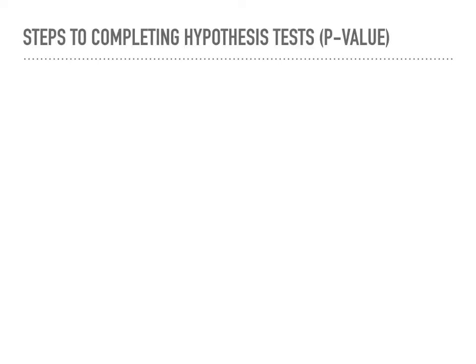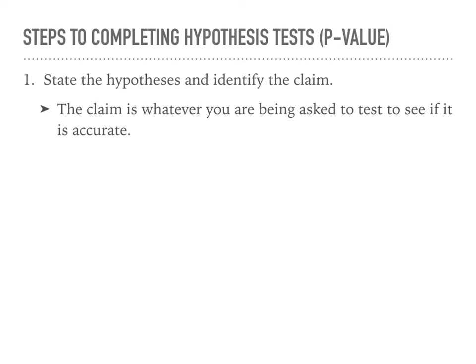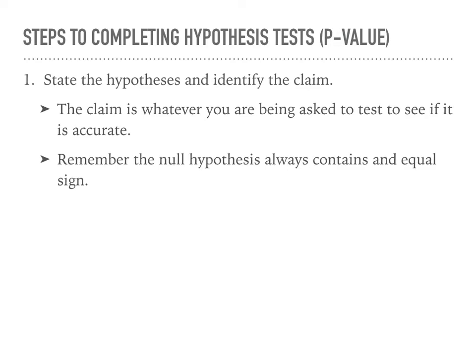Now, there's a second method for completing a hypothesis test. This second method is called the p-value method. You state your hypotheses and identify your claim. The claim is whatever you're being asked to test to see if it's accurate. And remember, the null hypothesis always contains an equal sign.